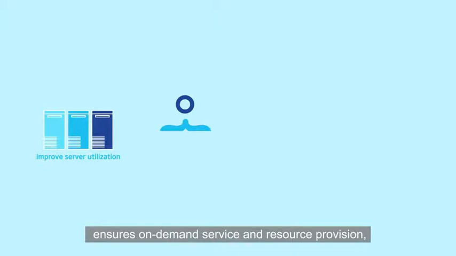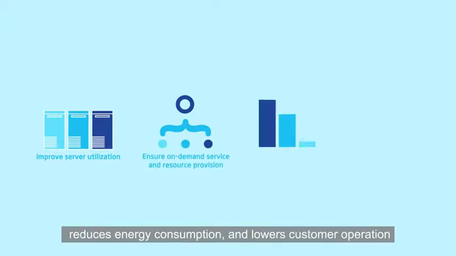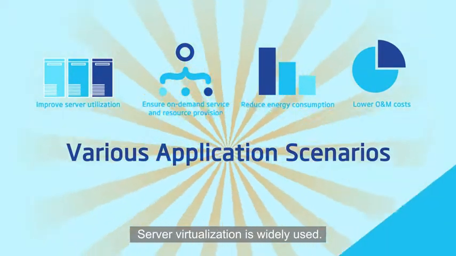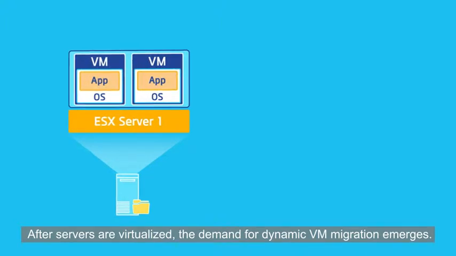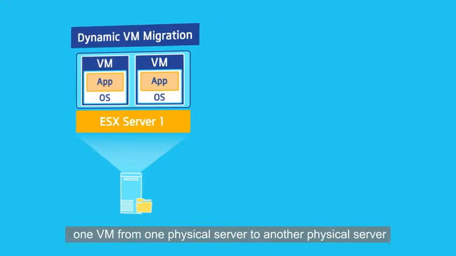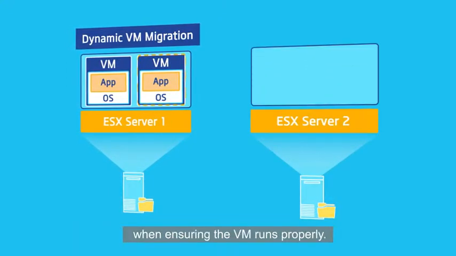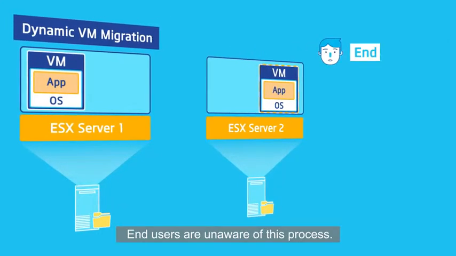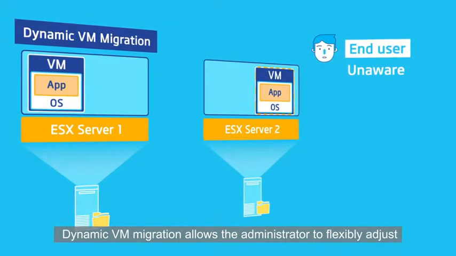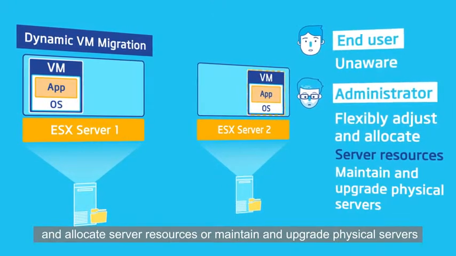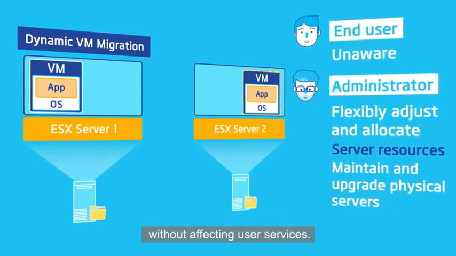Server virtualization effectively improves server utilization, ensures on-demand service and resource provision, reduces energy consumption, and lowers customer operation and maintenance costs. Server virtualization is widely used. After servers are virtualized, the demand for dynamic VM migration emerges. Dynamic VM migration refers to the process of migrating one VM from one physical server to another physical server while ensuring the VM runs properly. End users are unaware of this process. Dynamic VM migration allows the administrator to flexibly adjust and allocate server resources, or maintain and upgrade physical servers without affecting user services.